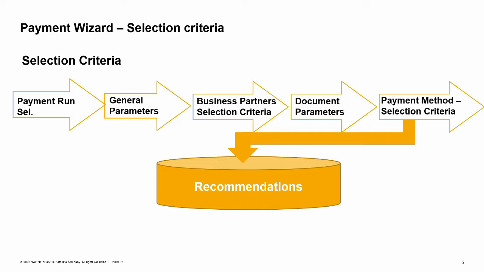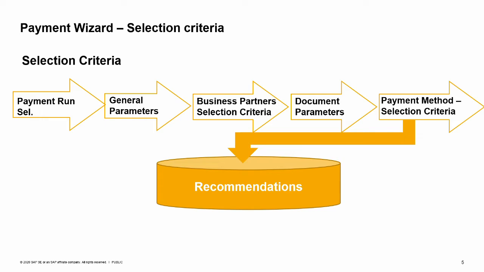run, type, outgoing or incoming, payment means, check or bank transfer, and the document series used to create the payment documents. The business partners that the system checks for invoices due, including expanded selection criteria. Selection criteria for the documents that the system includes, such as date ranges. And lastly, the payment methods to be used in the payment run.